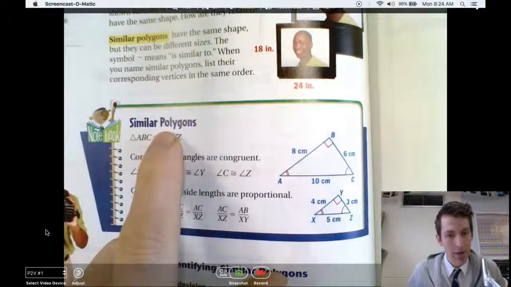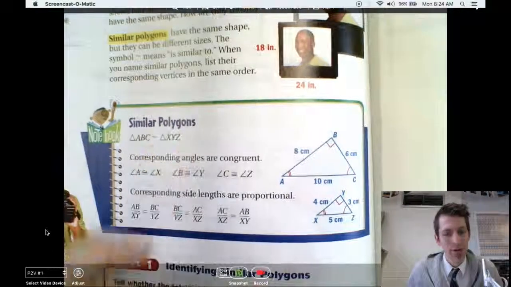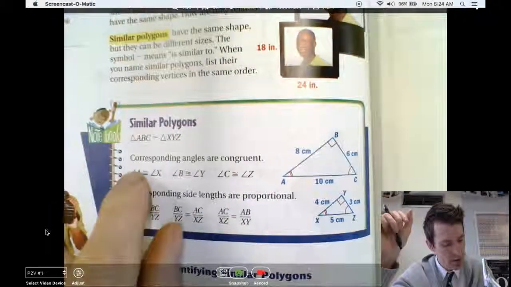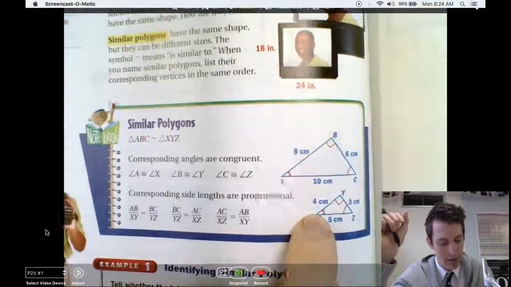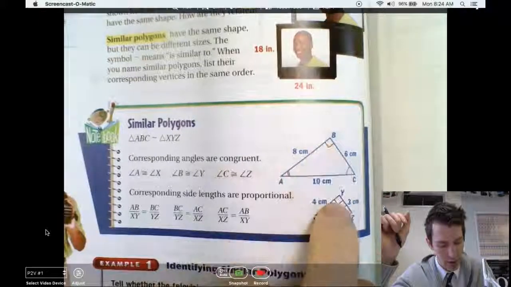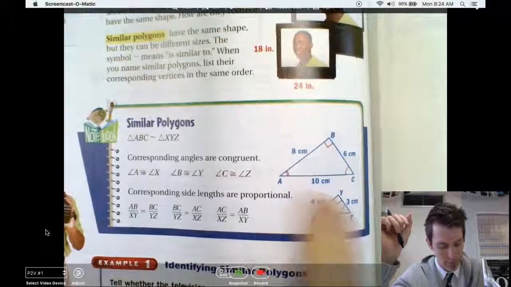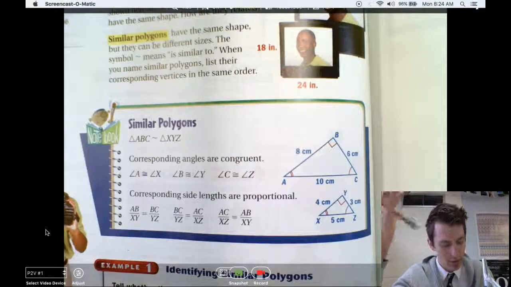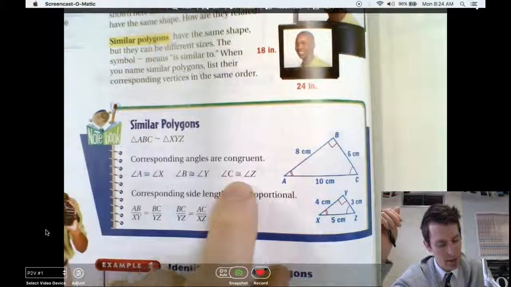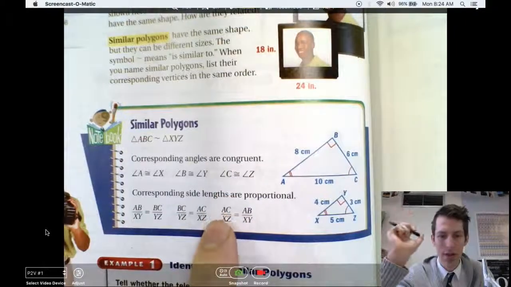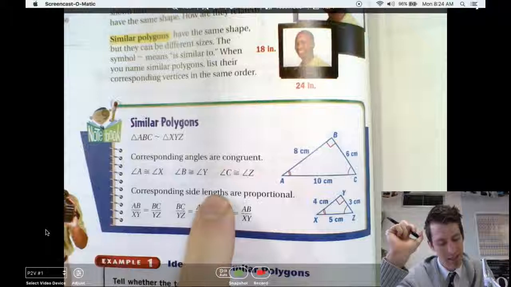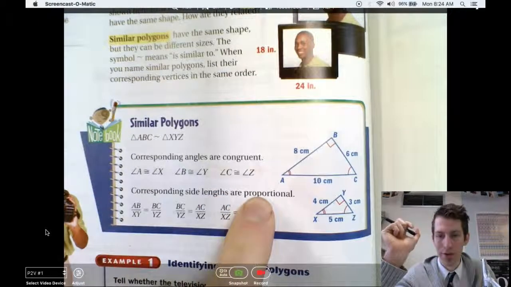If two polygons are similar, you have to know these two details. The corresponding angles are congruent. A and X, they're congruent. C and Z, they're congruent, and so on. So corresponding angles are congruent, but there's one other thing that's going to be very useful. Corresponding side lengths are proportional.